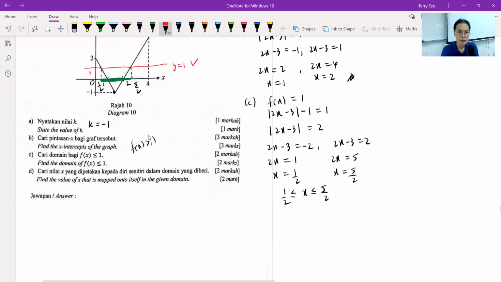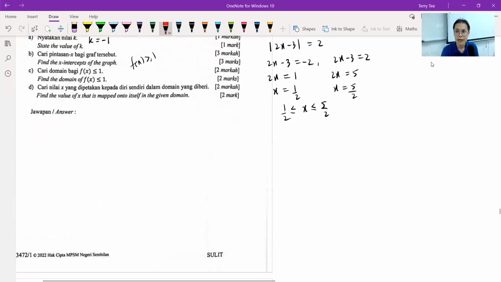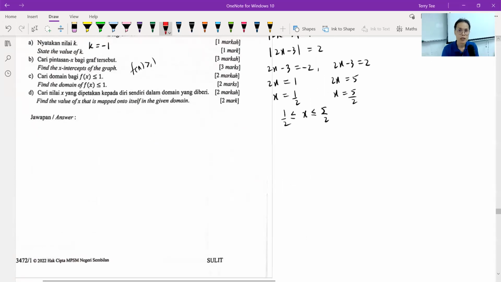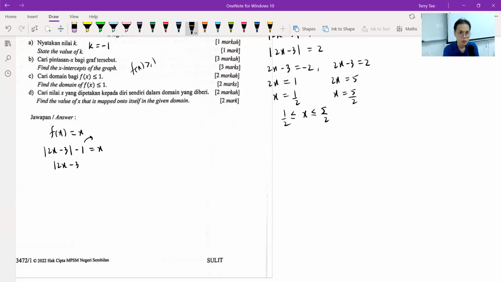Okay, next, find the range of the values of x that is mapped onto itself. So when the graph is mapped onto itself, we say f(x) is equal to x. Again, we use the formula |2x - 3| - 1 = x. Bring the 1 to the right, negative 1 bring over, you get x + 1.